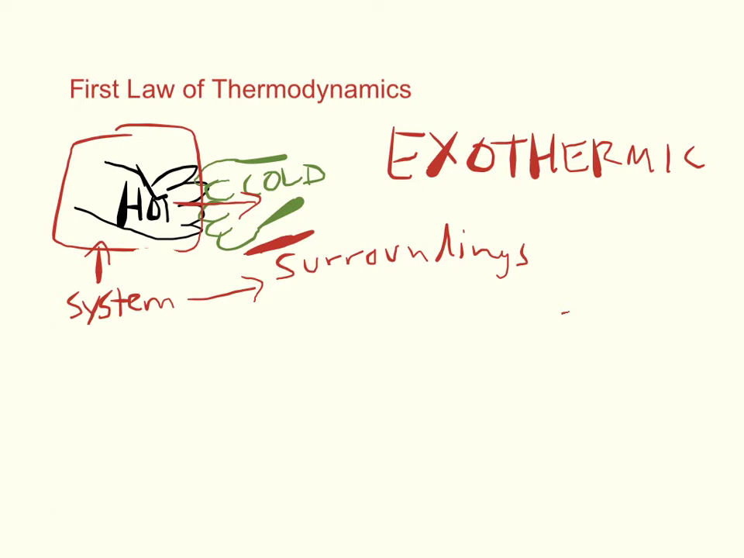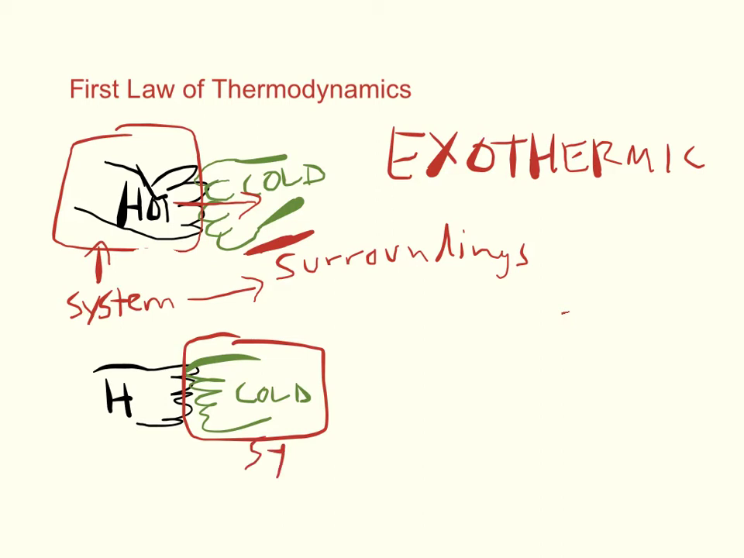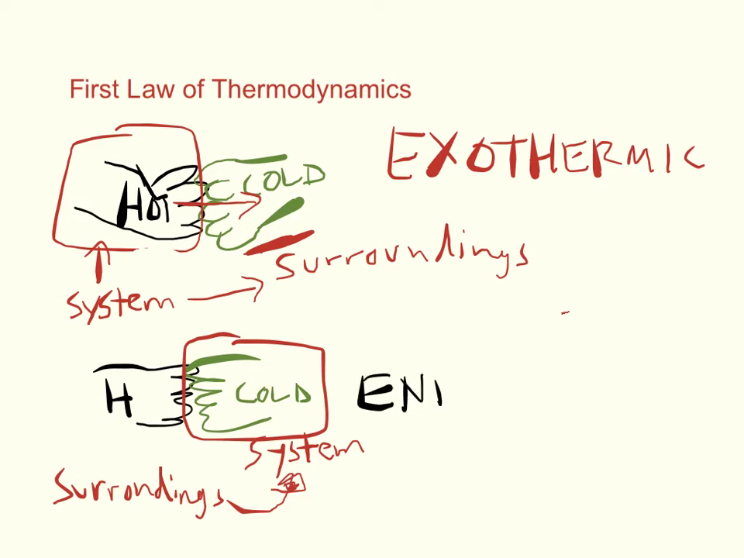Okay? On the other hand, let's say here was the hot hand, here was the cold hand, and now let's say we define the cold hand as the system. That means everything else is the surroundings, okay, including the hot hand. So now from the perspective of the cold hand, as the cold hand was touching the hot hand, it was gaining heat. So heat was flowing from the surroundings into the system, the other direction. Since the system gained heat in this case, this would be an endothermic reaction.